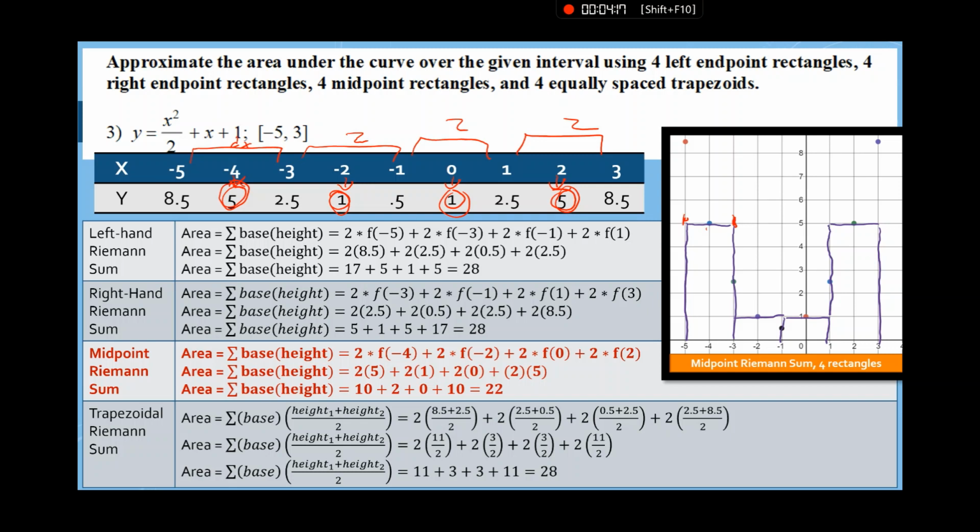I actually don't think I copied right here, did I? This should be 2 by 1. 2 by 1, so this would be 2, and this will be 24. Okay, any questions on our midpoint Riemann sum?